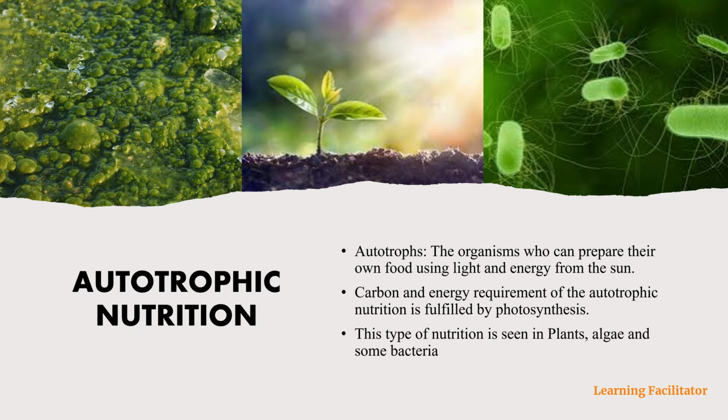Autotrophs are the organisms who can prepare their own food using light and energy from the sun. Carbon and energy requirement of the autotrophic nutrition is fulfilled by photosynthesis, and this type of nutrition is seen in plants, algae, and in some bacteria. So these are plants, these are algae, and these are bacteria which show autotrophic mode of nutrition.